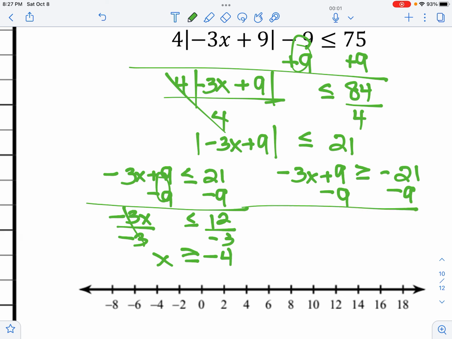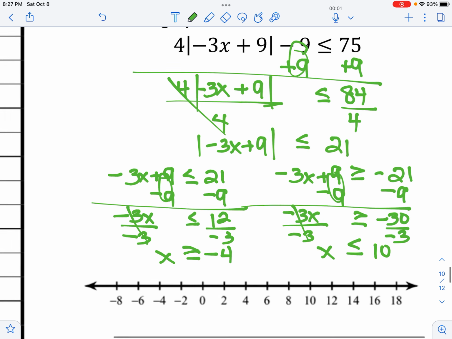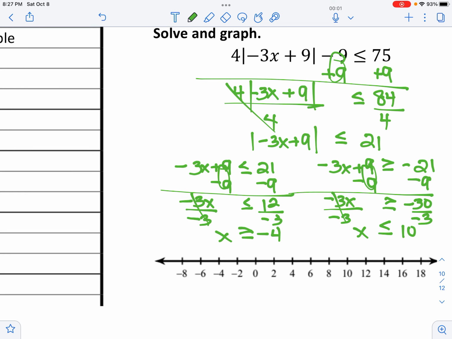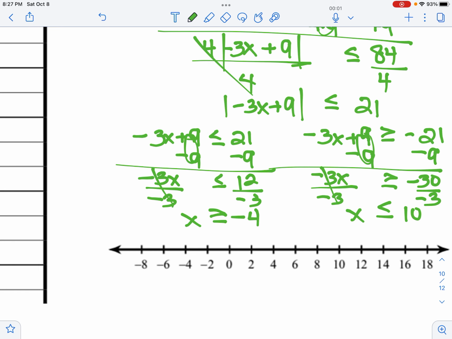And we have negative 3x is greater than or equal to negative 30. Divide by negative 3 on both sides, so once again here, flipping that inequality, and we get x is less than or equal to 10. So now, x is greater than or equal to negative 4. So, right, that's everything this way. And x is less than or equal to negative 10. So that's here, everything this way.